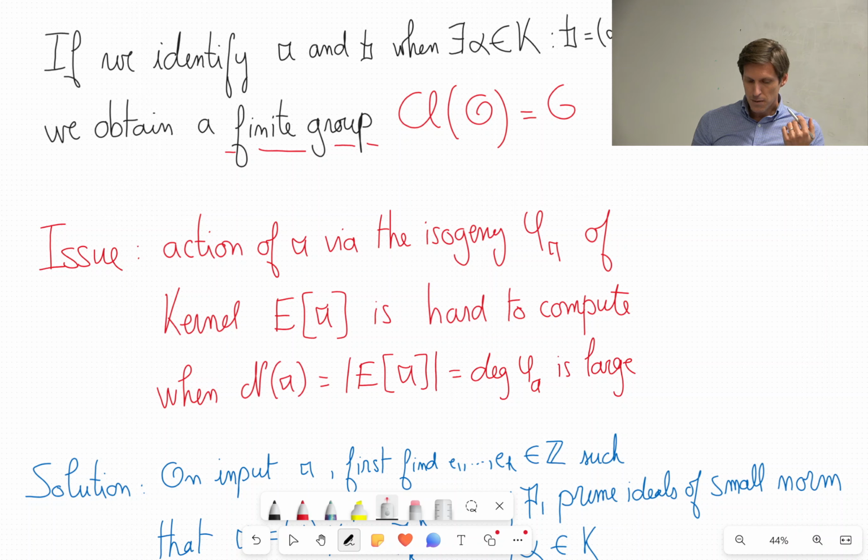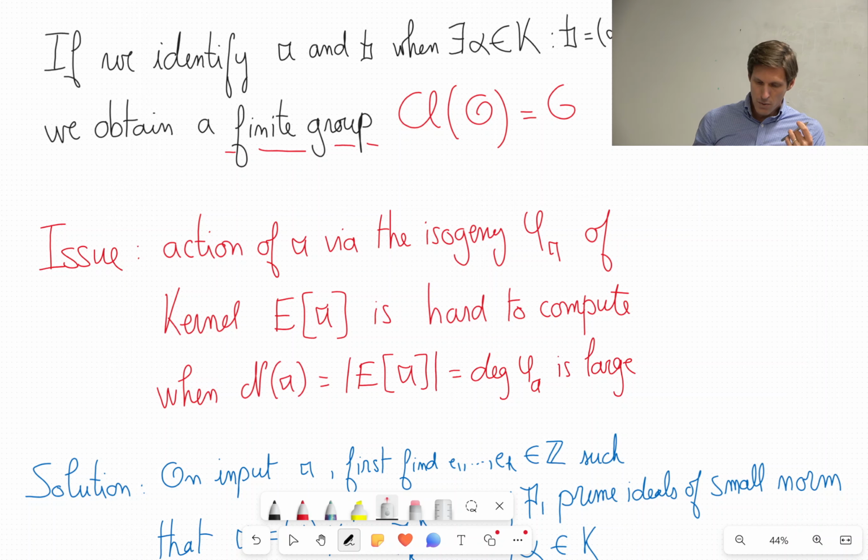And of course, one of the issues that I mentioned, I didn't even write, I should have probably written down, is that we want the action to be efficient to calculate. And I said, well, sometimes it is and sometimes it's not. In particular here, if I give you an ideal of very large norm, it will correspond to an isogeny of very large degree. First, it will create a very large kernel, and then it's going to be really inefficient to calculate the isogeny that it corresponds to.